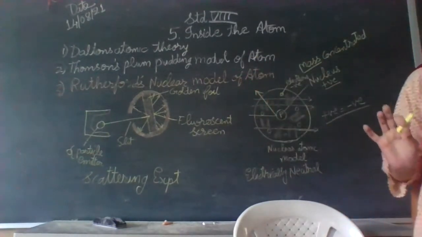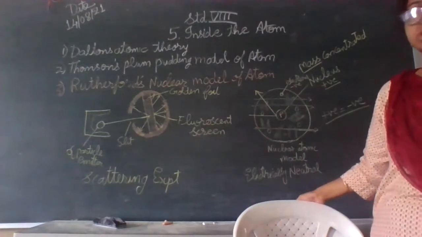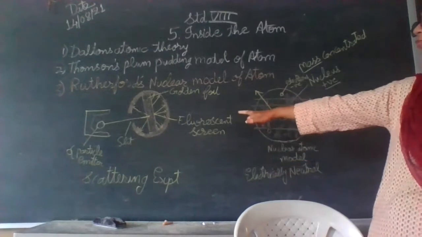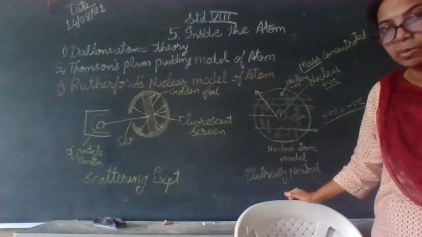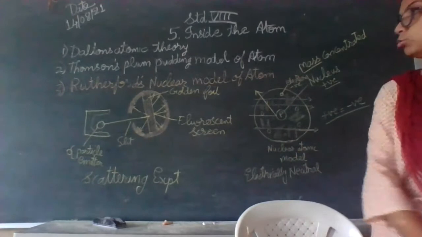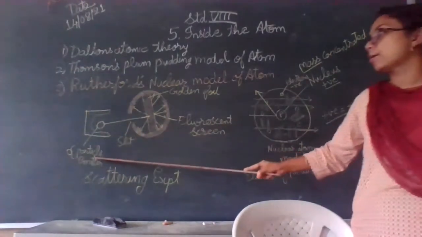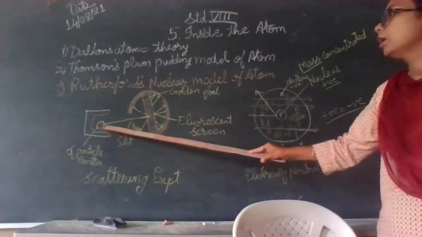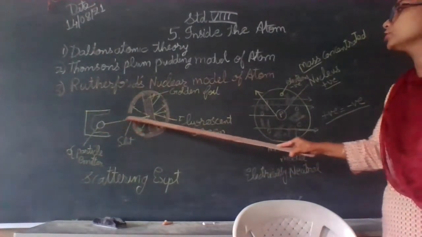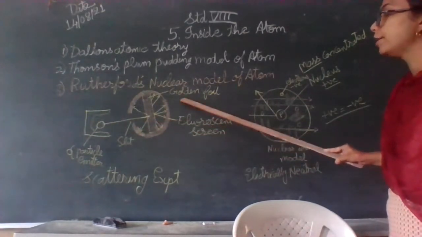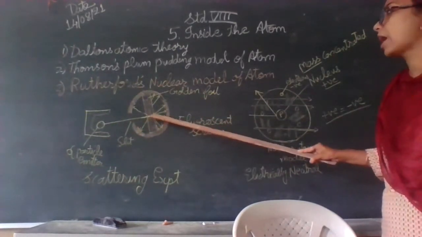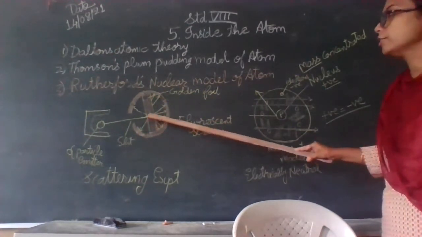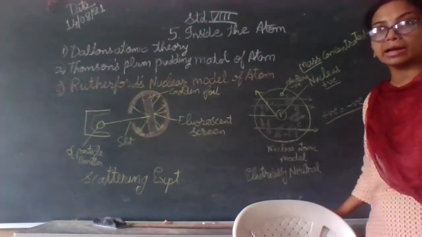This complete set of 5 postulates was put forward by Rutherford with the help of this scattering experiment, where all he has used is an alpha particle emitter, then this fluorescent screen with a slit over there. When the alpha particles were allowed to fall on this gold foil, it was observed that some went straight, some got scattered, and some even bounced back.